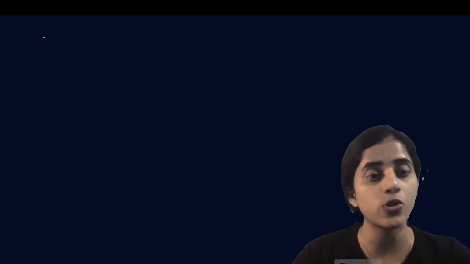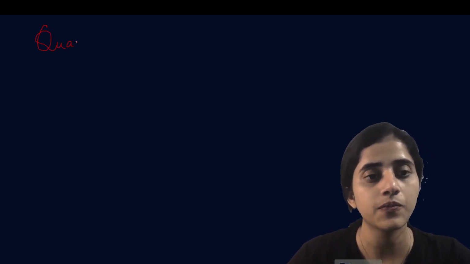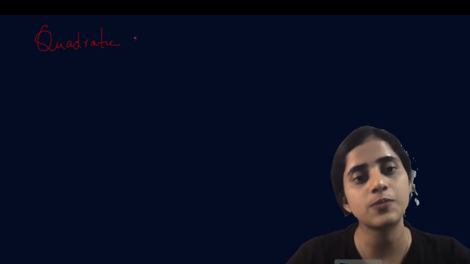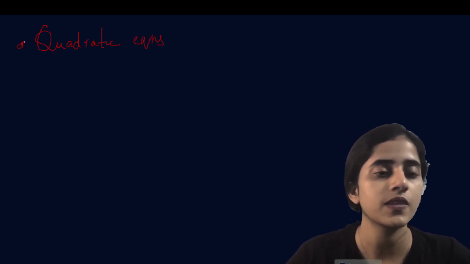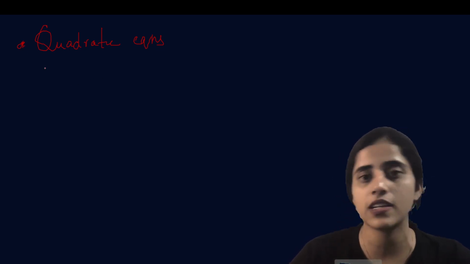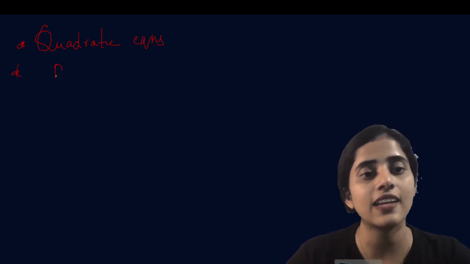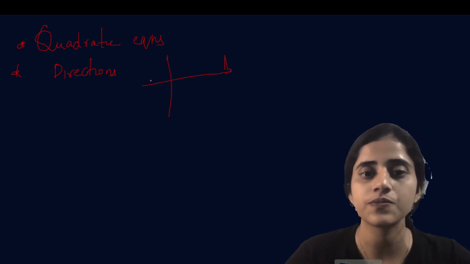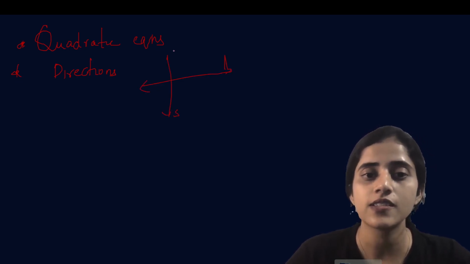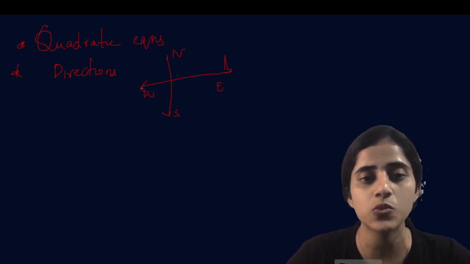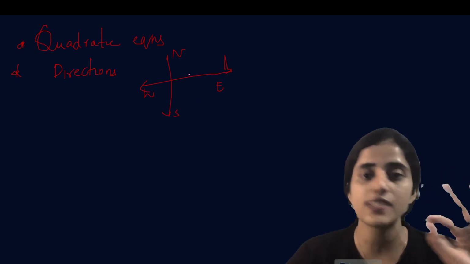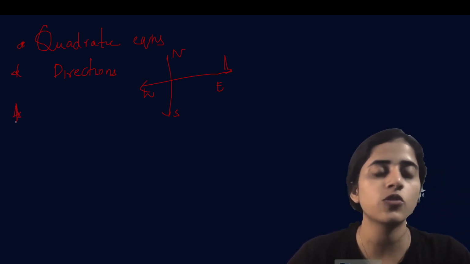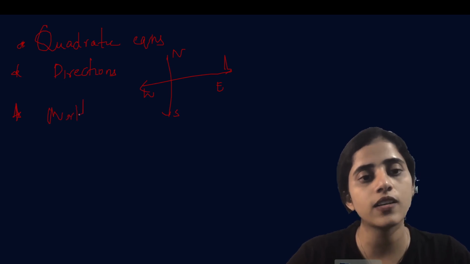So what all did we discuss here? First thing we discussed was quadratic equations. How to solve them? You can split them, or you can use the minus b plus or minus root of b squared minus 4ac formula. Then directions. We looked at the directions. Very important: south, north, east, west. When you're doing displacement distance questions, this is very important. Then what did we look at? We looked at work.